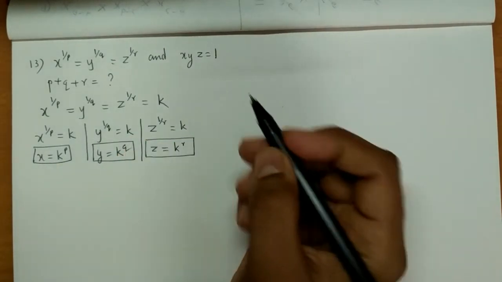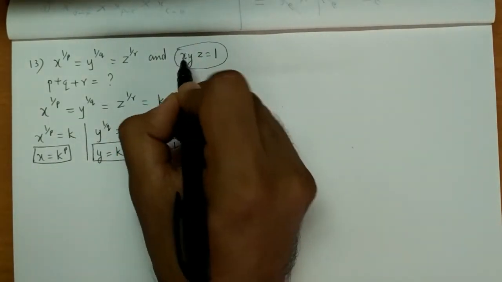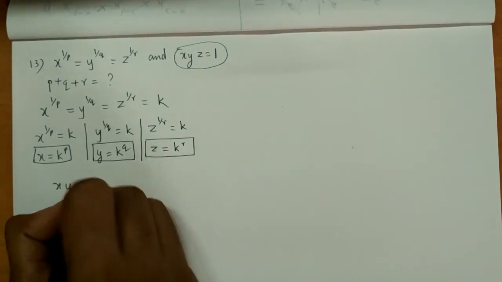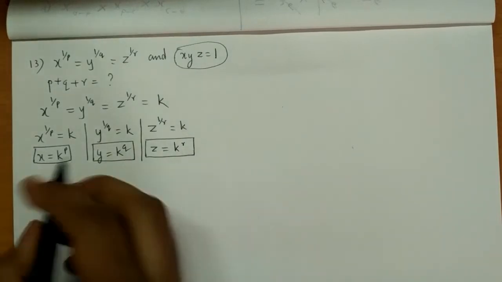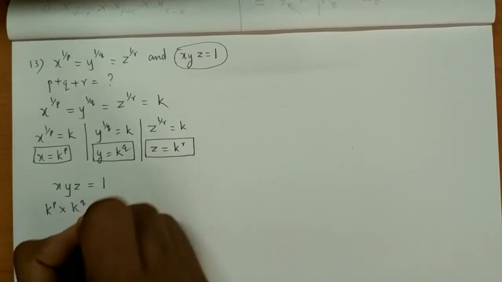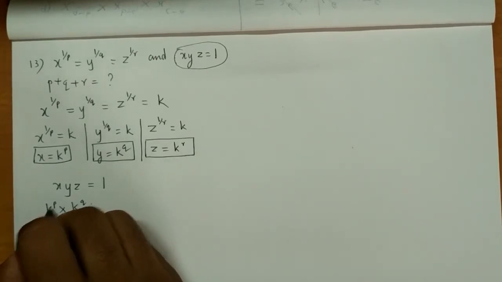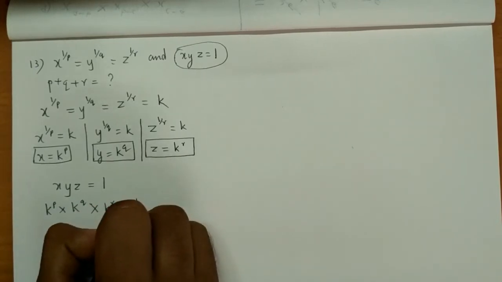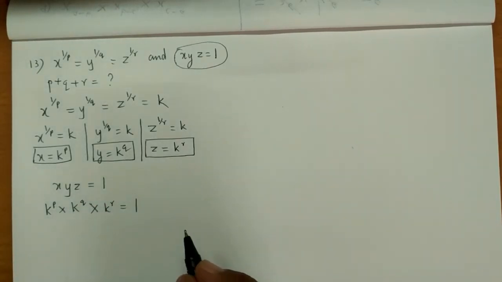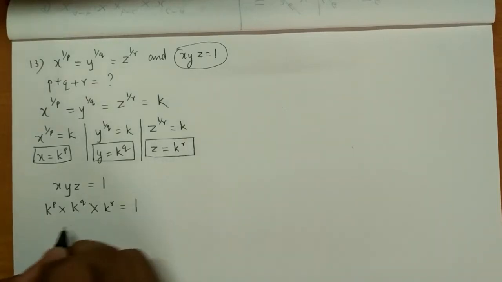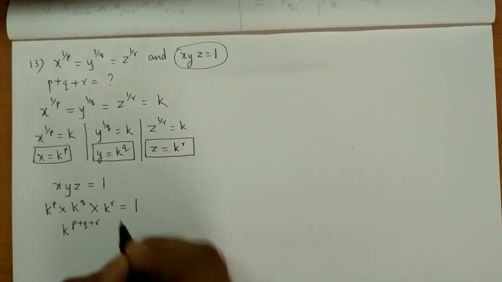Now they have given a condition x into y into z is 1. So let us use that condition. x, y, z की value है 1. Substitute these values. So k raised to p into k raised to q into k raised to r is equal to 1. Now again we use the law of indices. a raised to m into a raised to n is a raised to m plus n. तो ये हो जाएगा k raised to p plus q plus r.